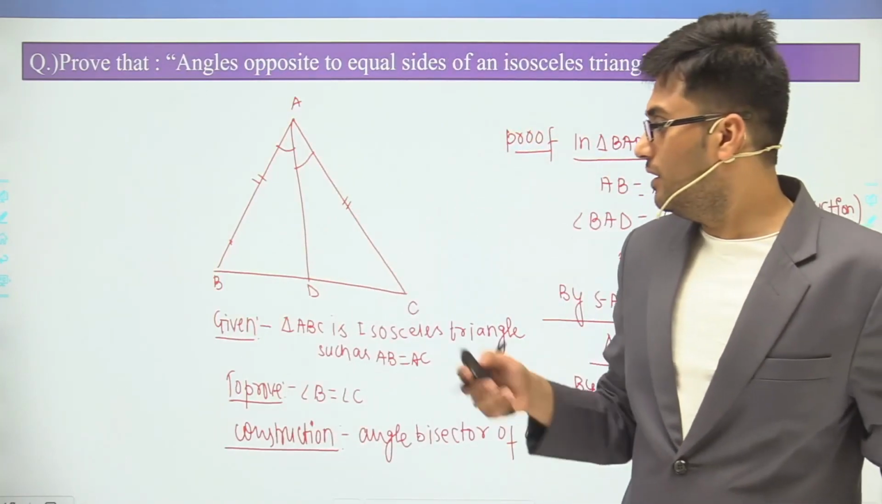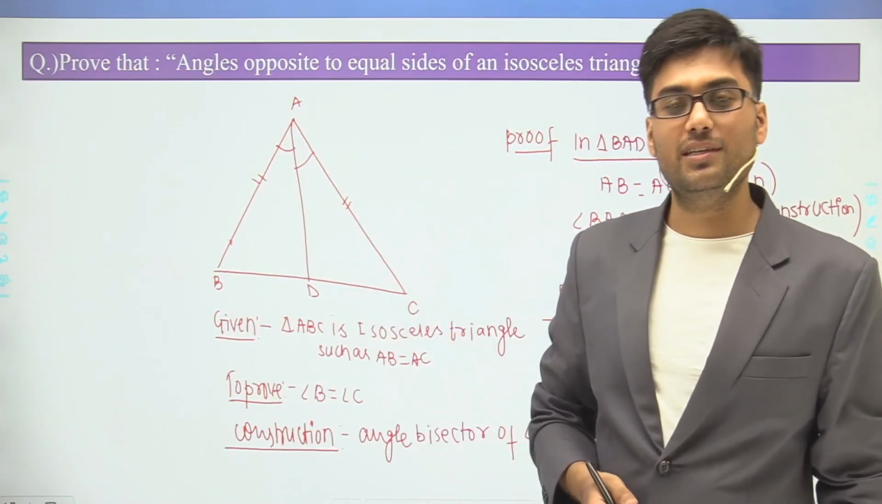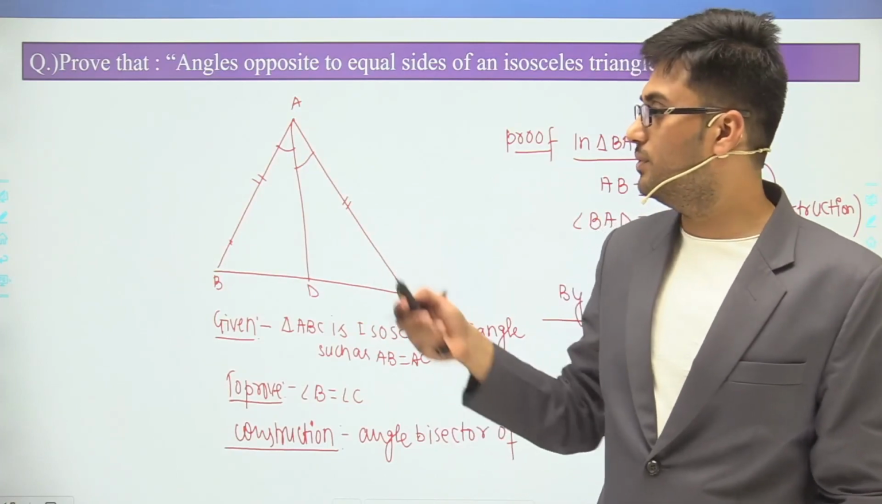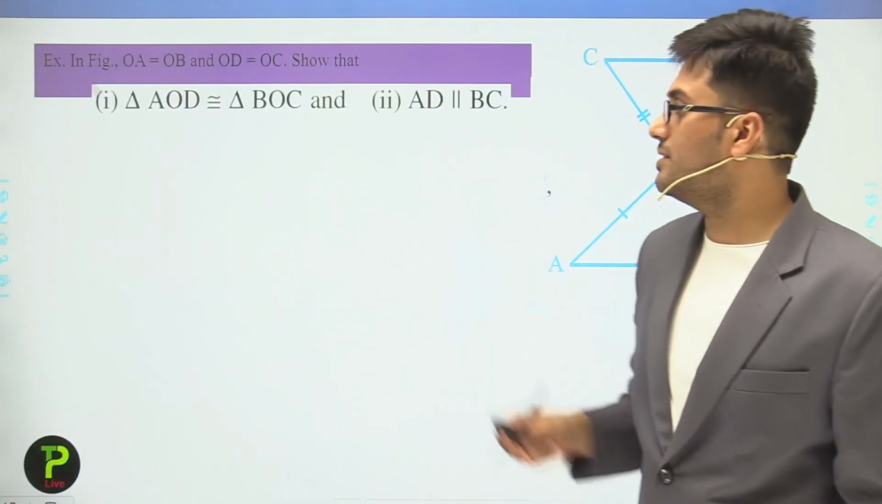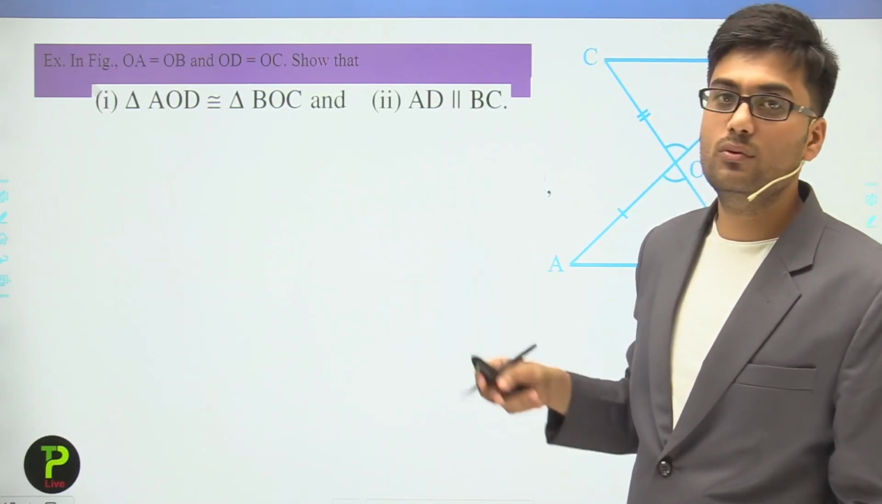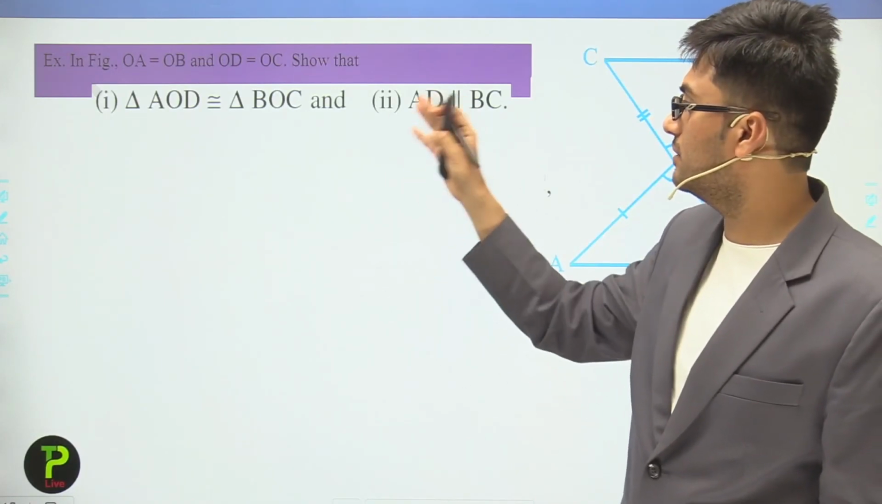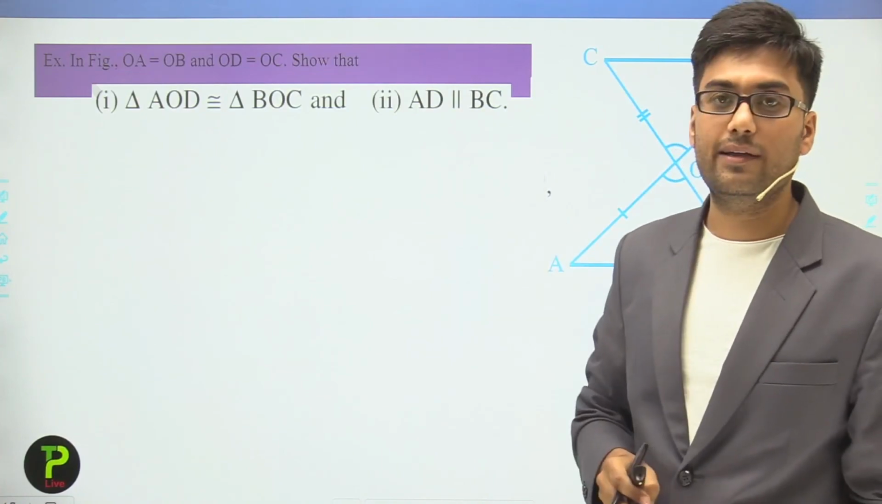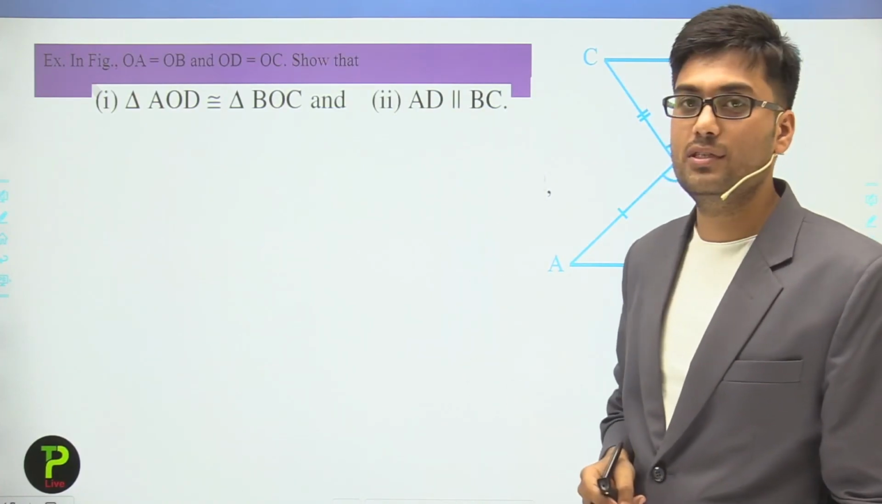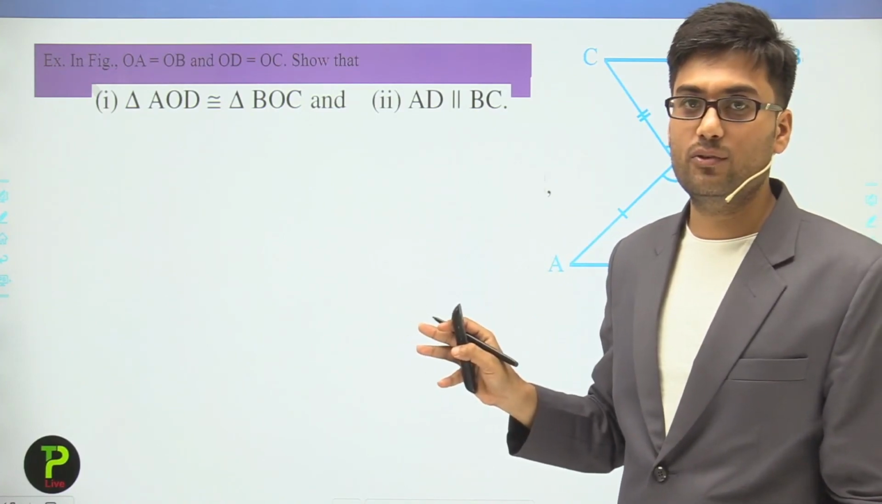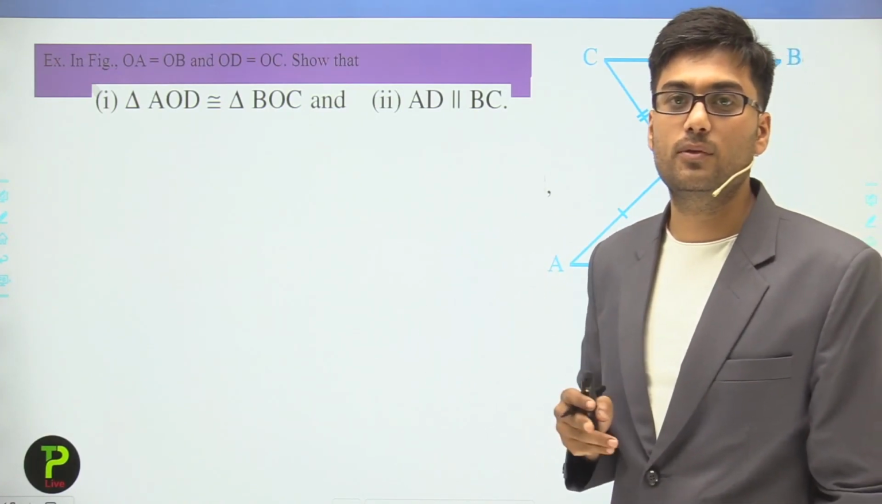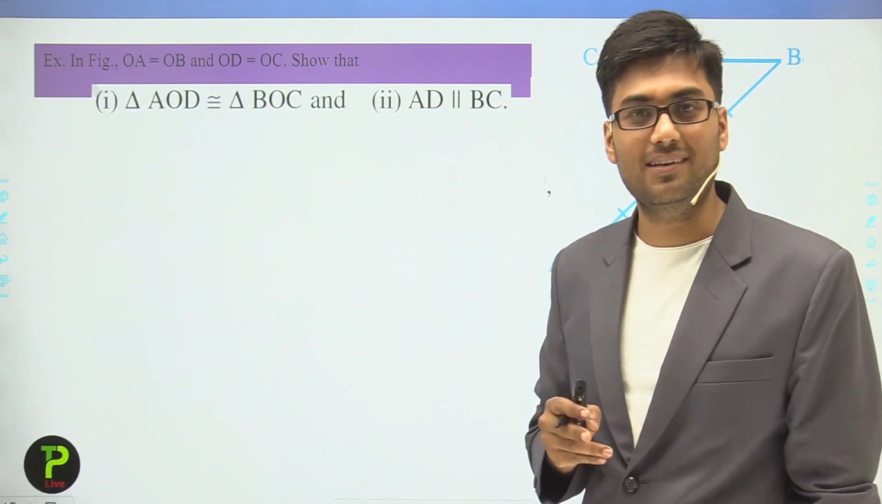Clear? So students, I hope you understand this question. To prove this, we use side angle side congruency criteria. Now this is your homework question. You have to prove this by using the criterias. This is your homework question, and to prove this, we use side angle side congruency criteria and concepts of the parallel line and transversal. Clear?